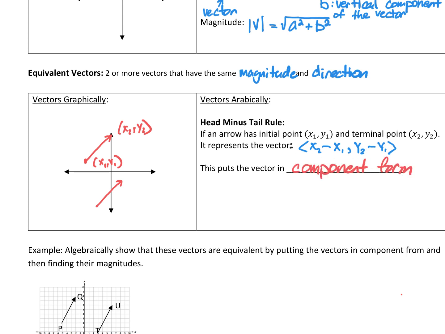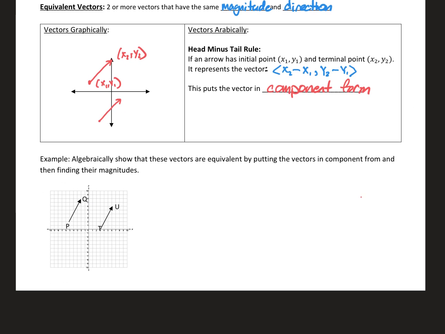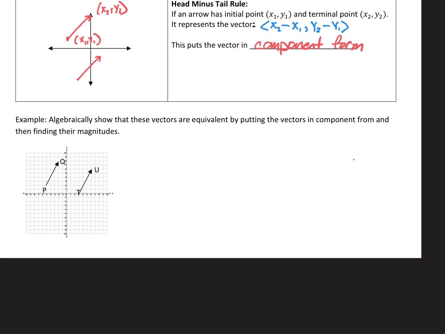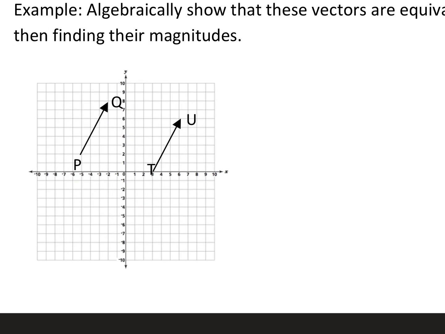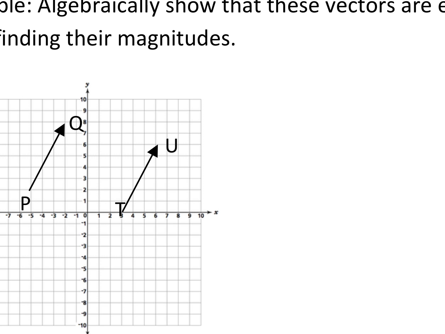So it's basically just a formula to put our vector in component form. All right, so algebraically show that these vectors are equivalent by putting the vectors in component form and then finding their magnitude. So we're going to have to actually figure out what the x and y coordinates are of this and list them over here.